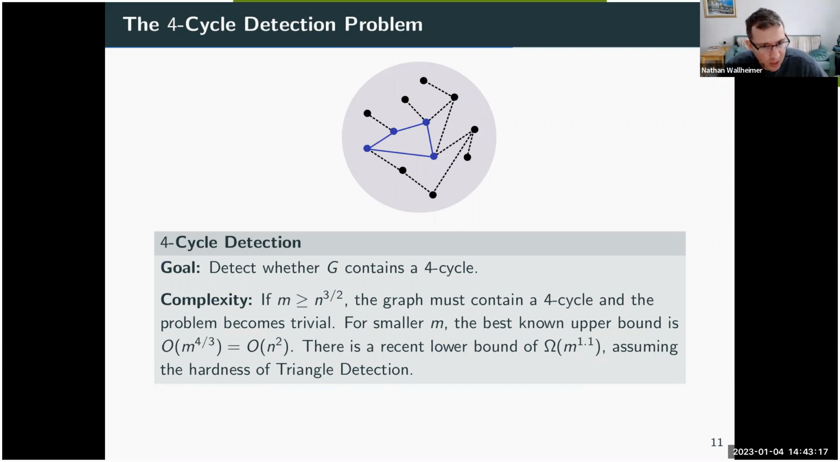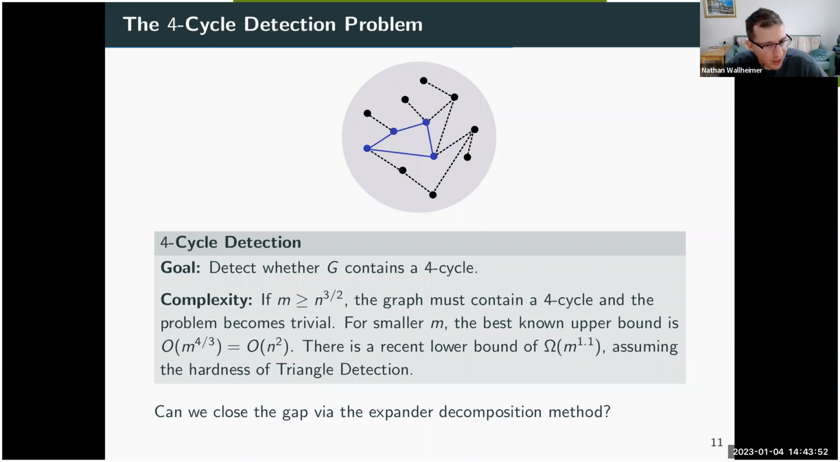Let me tell you about the complexity of it. If the graph is too dense, let's say if m is at least n to the 1.5, then actually the graph must contain a 4-cycle. So the problem is trivial in this regime. But for smaller m, the best known upper bound is order of m to the 4/3, which is order of n squared. And there is a very recent lower bound of m to the 1.1, assuming the hardness of triangle detection. So I think it's a very intriguing gap to try to resolve.